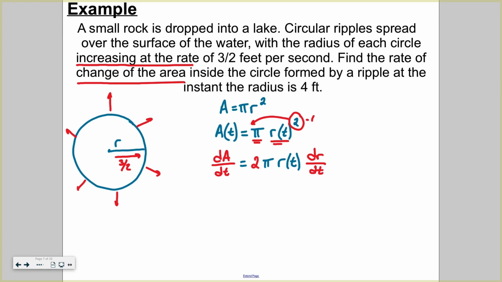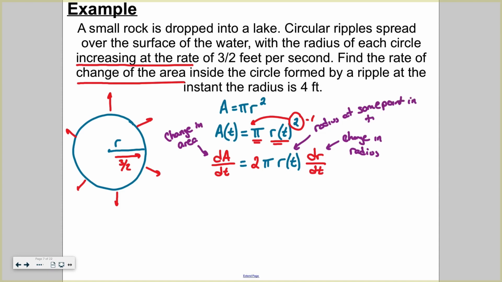And let's just remember what these represent. The derivative of A represents the change in area. dr dt represents the change in the radius. And then r of t is the radius at some point in time. So now we just need to pull the information from the problem, substitute it into our appropriate variables, and then solve for the remaining one.